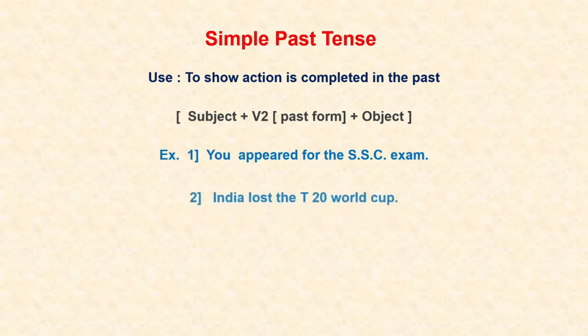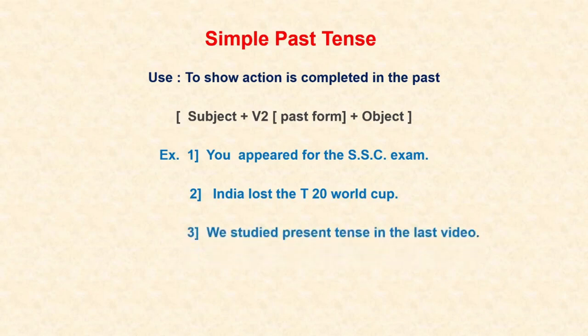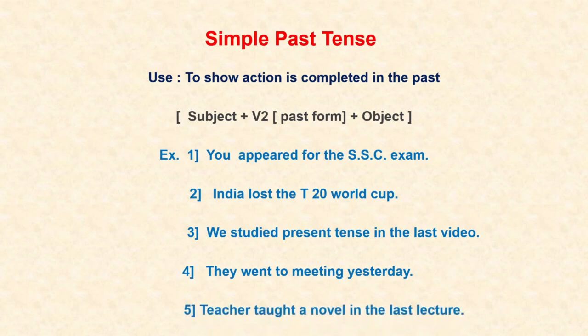Second one: India lost the T20 World Cup. If you remember the T20 World Cup, you can realize that India lost it. The action is completed in the past. Third one: We studied present tense in the last video. If you remember, in the first video, we studied the present tense. So the action of studying is also completed in the past. Fourth one: They went to the meeting yesterday. And the last example: The teacher taught a novel in the last lecture.